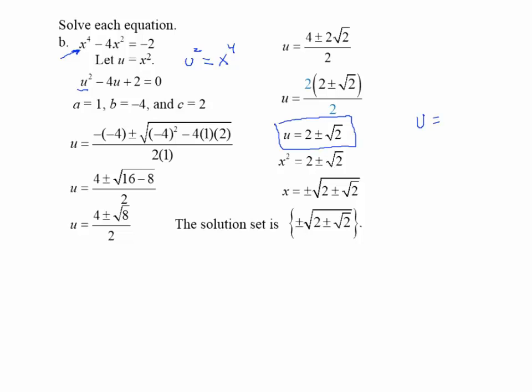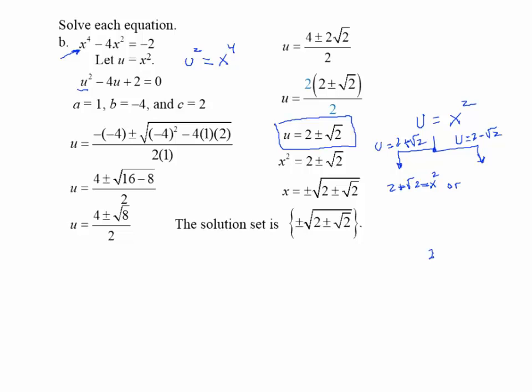Now I need to go back to my original assumption. I said u is equal to x squared. So I need to solve for x. There are two cases here. We're saying u is equal to 2 plus radical 2. Now we find also u is equal to 2 minus radical 2. So I need to go ahead and substitute that here. I get 2 plus radical 2 is equal to x squared. Solve for x here.